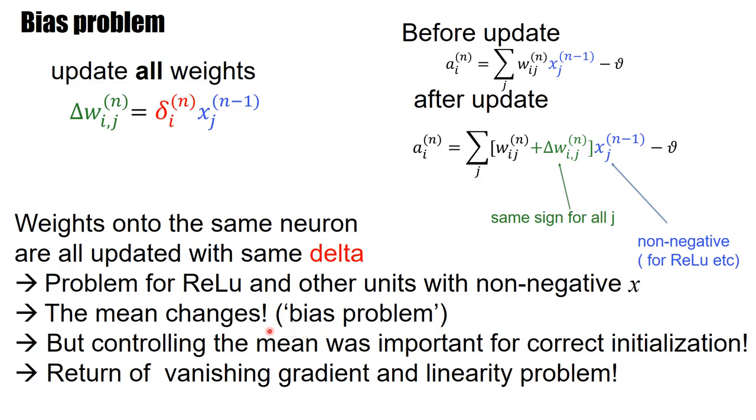But controlling the mean was important as discussed during the initialization of the weights. It was important because if the mean moves out away from zero, then we may run into the vanishing gradient problem for sigmoidal units, or we may run into the linearity problem. So it's important that we keep the mean always roughly in the same regime. And that's why we need units that have positive and negative parts.